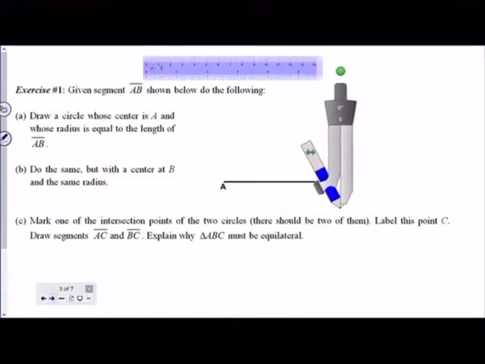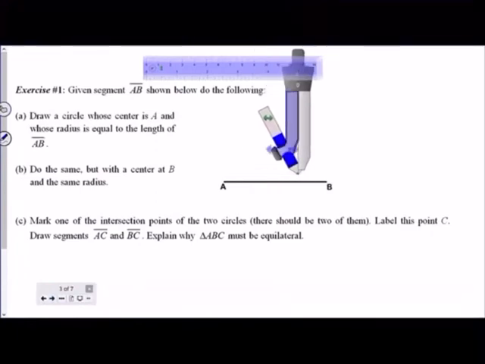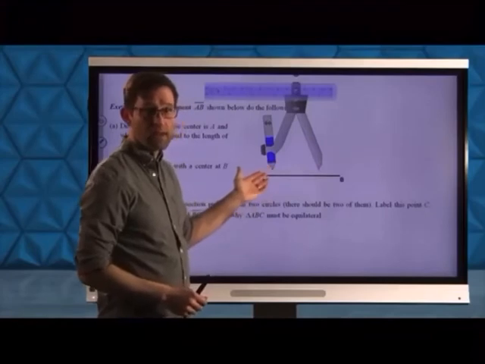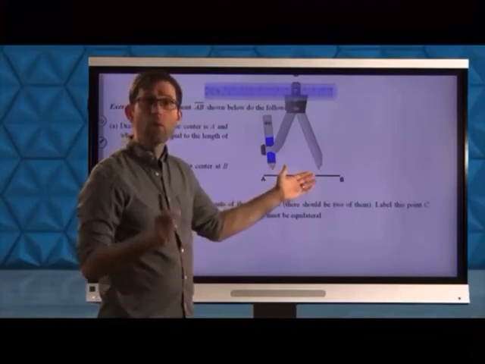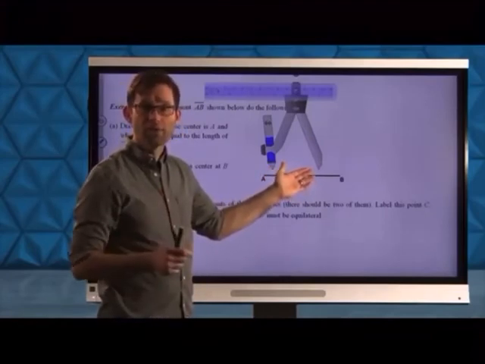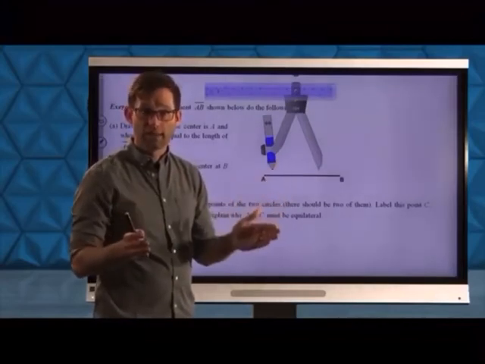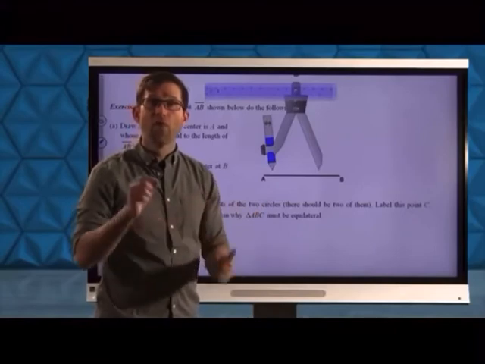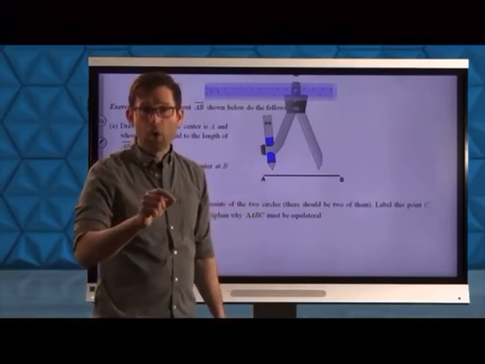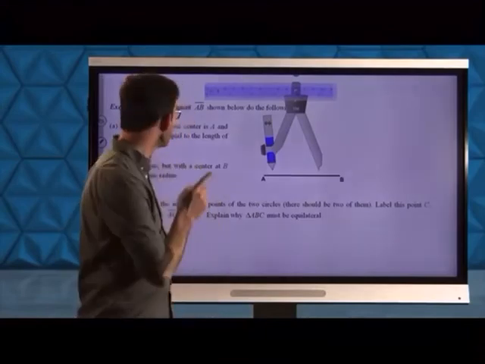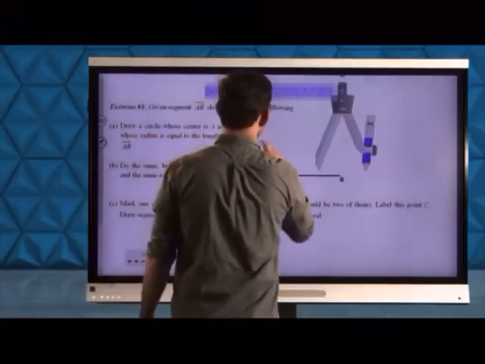Well, I've got my handy-dandy electronic compass here. Now, on all compasses, there are two ends, right? There's the pointy end, and there's the pencil end. The pointy end will always go at the center of the circle, and the width of the compass always represents the radius of the circle. And remember, all points on the circle will be the same distance from the center as all other points.